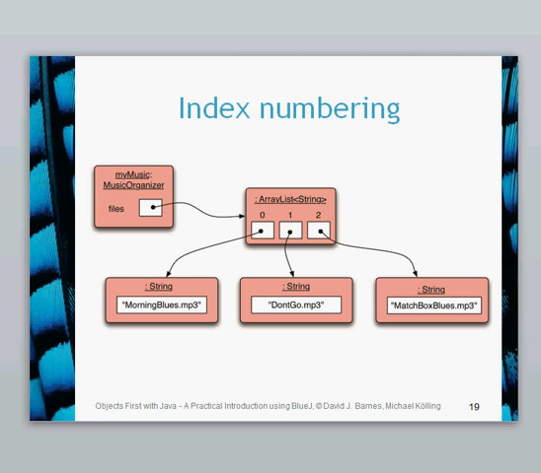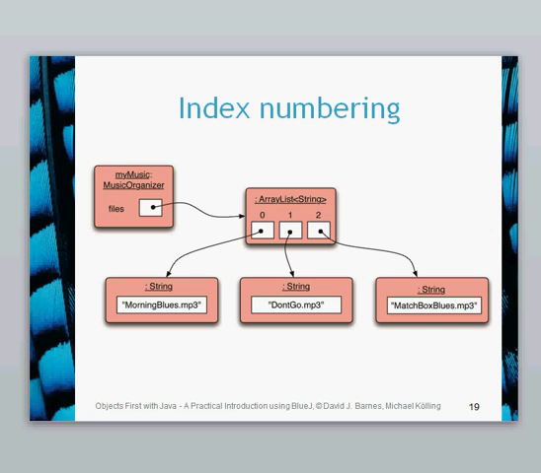In terms of our index numbering, when we use ArrayLists, they're given a specific index number. The first one you create is given as 0, and the second one is 1, and the third one is 2, as shown on the screen there. Other collections don't have numbers, whereas ArrayLists do.